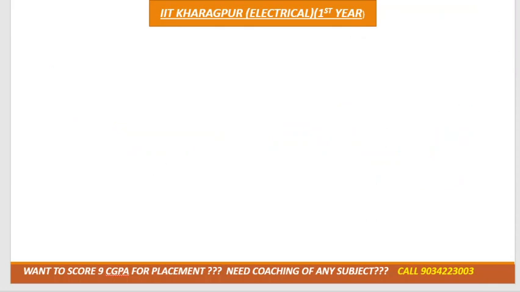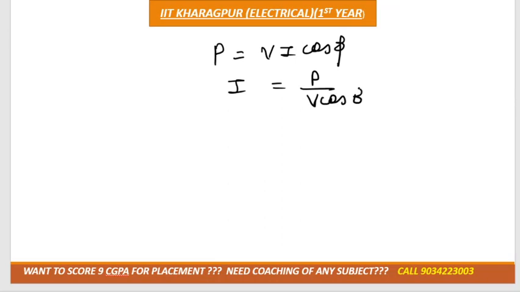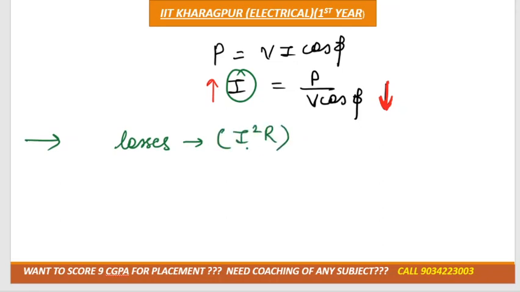Why is it so? Let's see. You know the formula for the active power, P equal to V I cos phi. If I calculate the current from here, then it would be I equals P by V cos phi, right? If we use an inductive load and cos phi, the power factor, reduces, then current must increase, right? If current increases, then what happens? Then losses will be more or not? Because the losses formula is I square R. If current increases, losses also increase, correct?